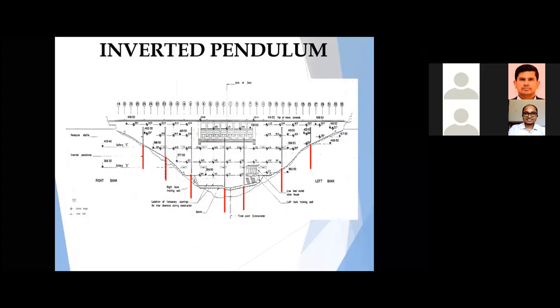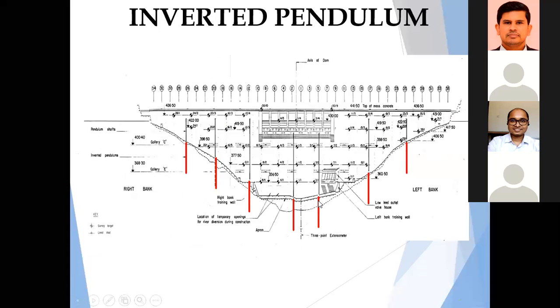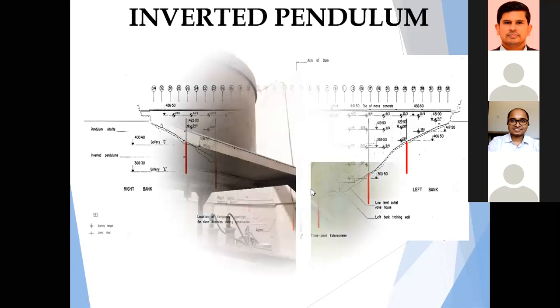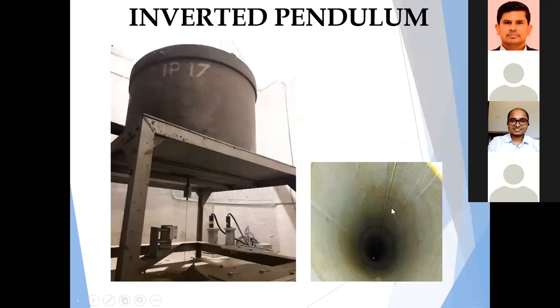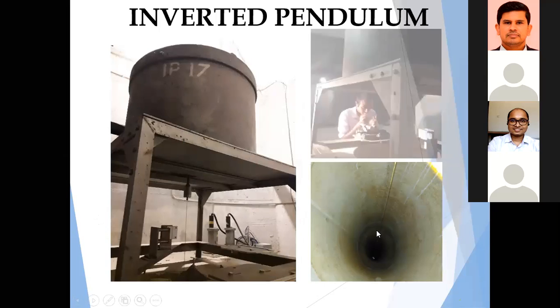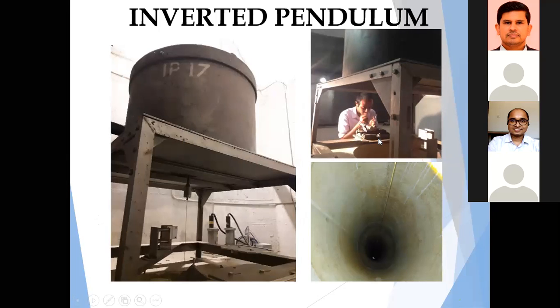And inverted pendulums. Actually, inverted pendulums. What is an inverted pendulum? It is a hole drilled towards the dam foundation, and the pendulum cable is anchored to the bottom, like 30 meters, 40 meters depth. Then here in gallery G, the bottom gallery, we can take the readings. There is a floating bucket. From there, we can take the readings using a scope, like that. This is the floating bucket. This is the anchored hole. We can take readings using a given scope.